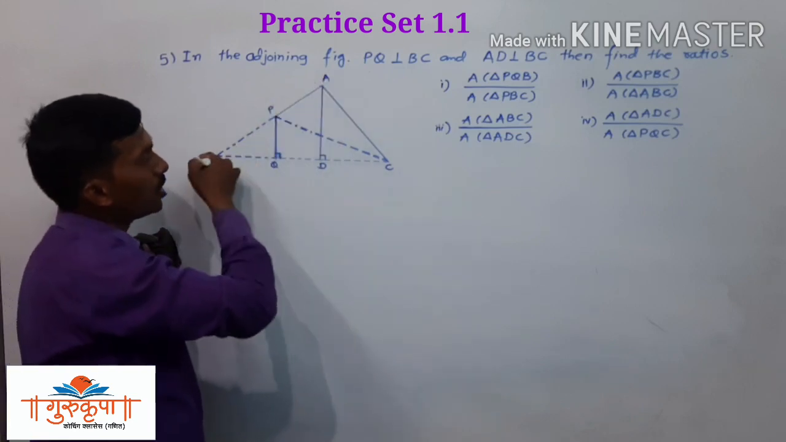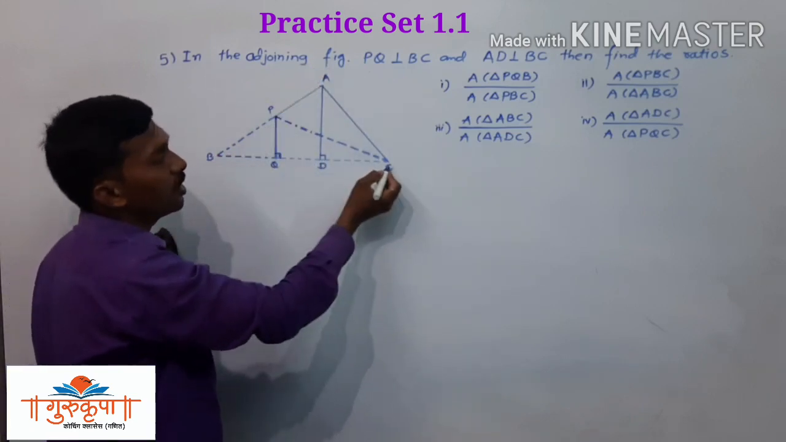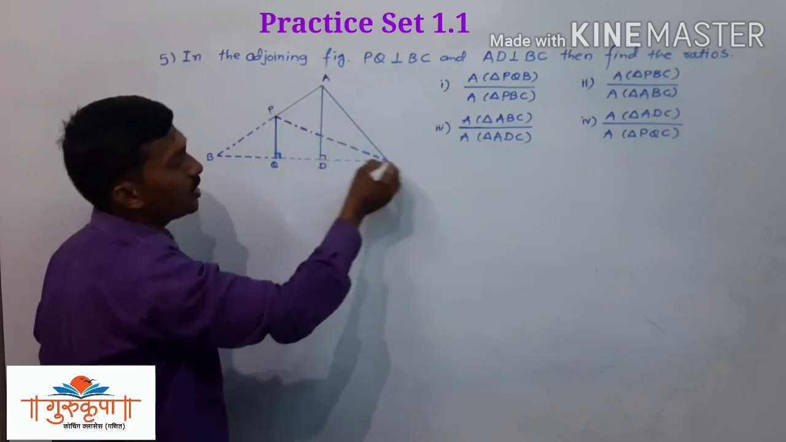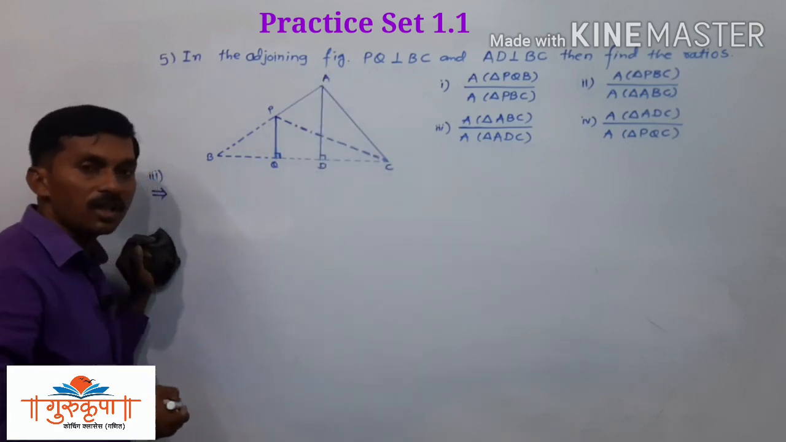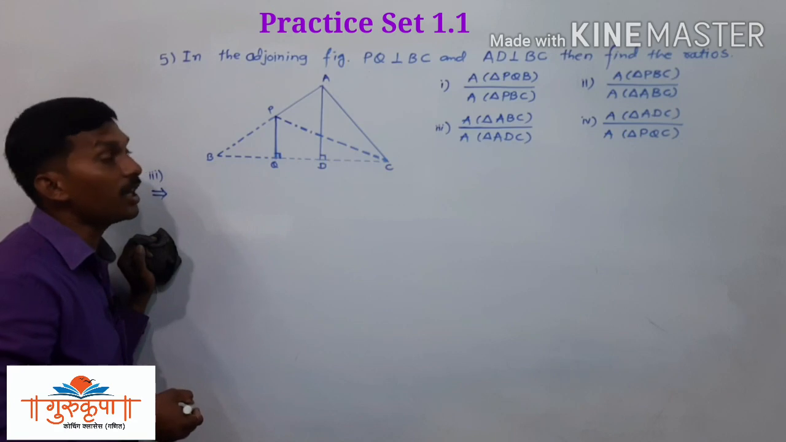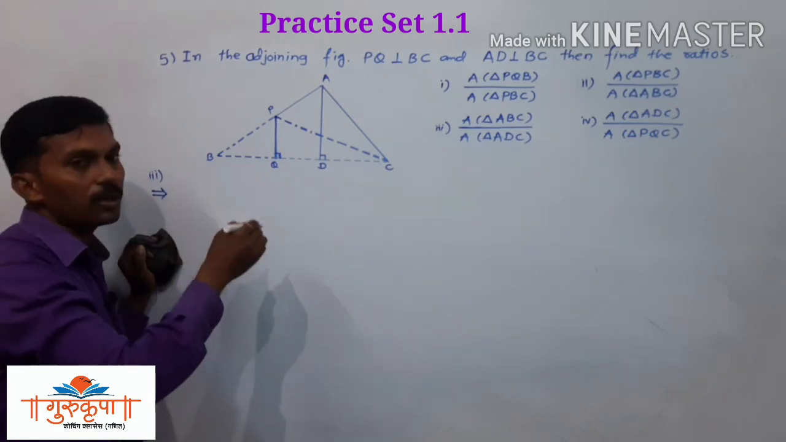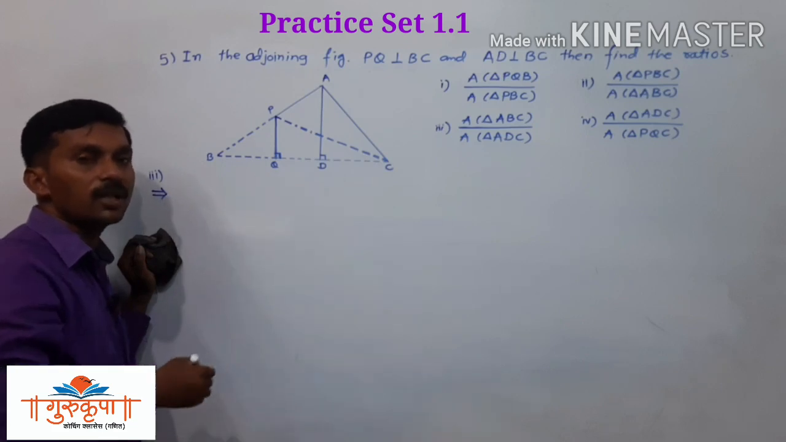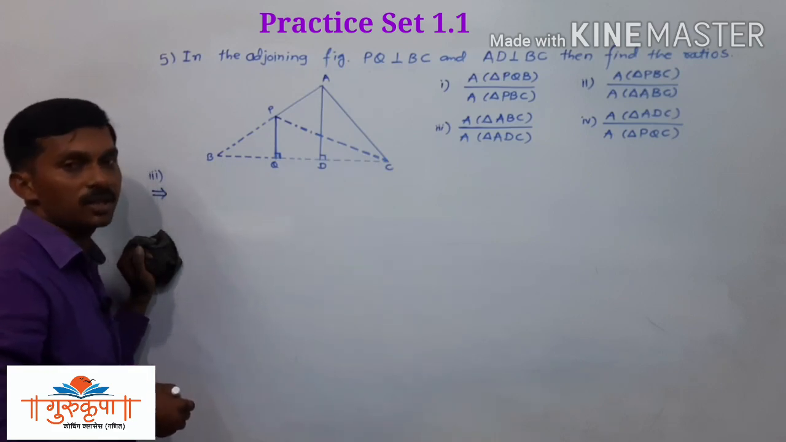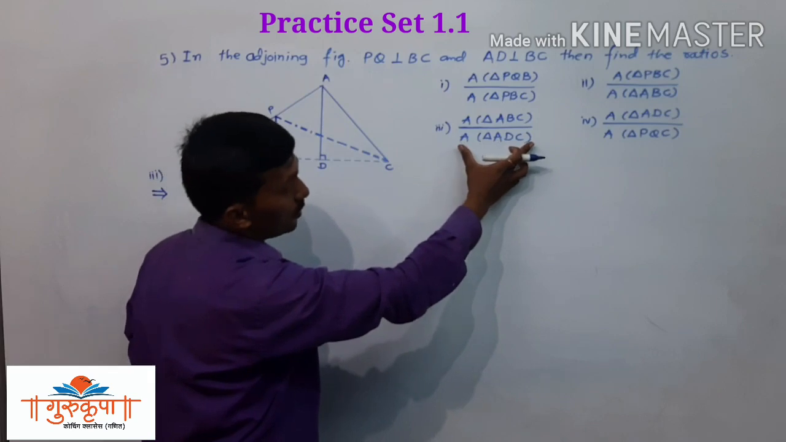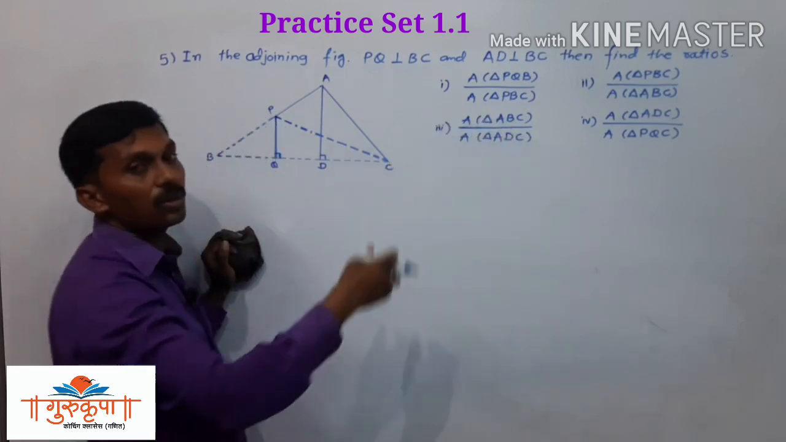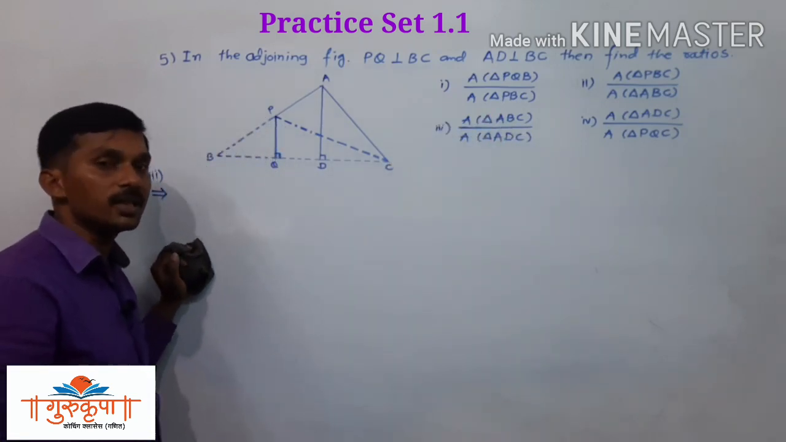Bases are different. For triangle ABC, the base is BC. For triangle ADC, the base is DC. For both the triangles the bases are different, but their heights are equal. So by using the property of the ratio of the areas of two triangles having equal heights, the ratio of the areas of the given two triangles is equal to the ratio of their corresponding bases.